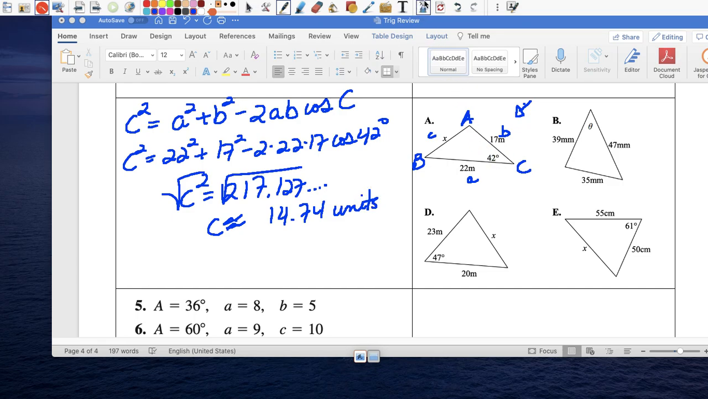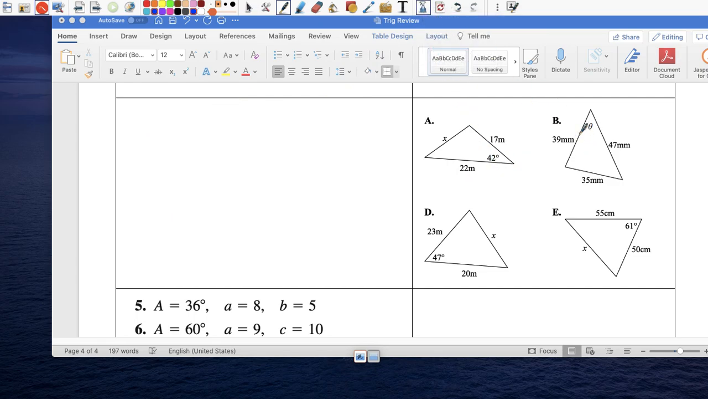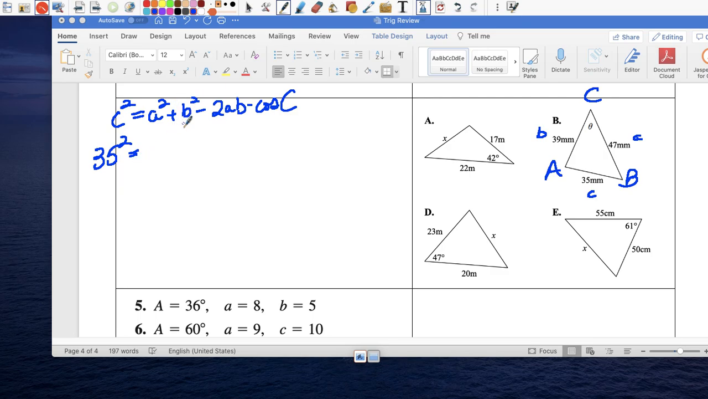Okay. I'll do one more where they're asking for the angle. So look at this one. Again, I'll label this the same way as before. So that's C. This is big A, big B. So this is little c, this is little b, and little a. Set up the same way: little c squared equals little a squared plus little b squared minus 2ab times cosine of angle c, which I don't have. So c is 35 squared, a squared, what's 8?